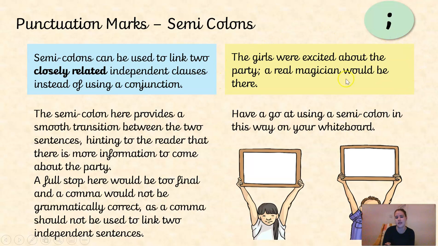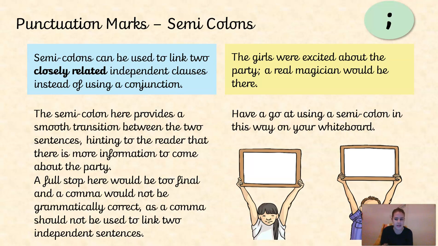So the girls are excited about the party; a real magician would be there. Now we could add a conjunction in there to replace it, but instead we've decided to separate the two independent clauses because they are both still related to each other. They are both related to the party, which is the subject. So the semicolon here provides a very smooth transition between these two sentences. Okay, so that semicolon hints to us as the reader that there's a little bit more information that we're going to find out about this party.